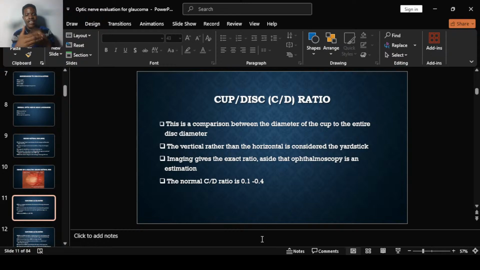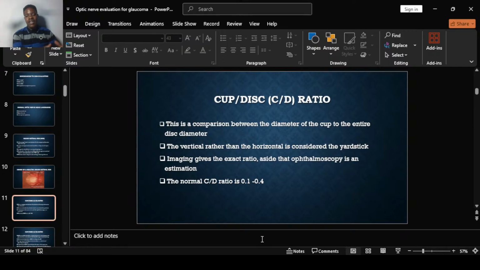And imaging gives the exact ratio. Aside from that, ophthalmoscopy is an estimation. So in ophthalmoscopy, what we do is estimate, but your OCT gives you the exact ratio. But it doesn't mean that our ophthalmoscopic estimate is wrong. No, if you are good at it, you will find out that most times you are always close to what the OCT is giving you.